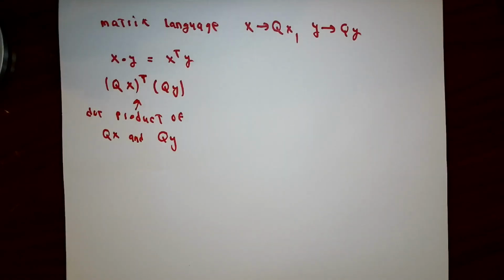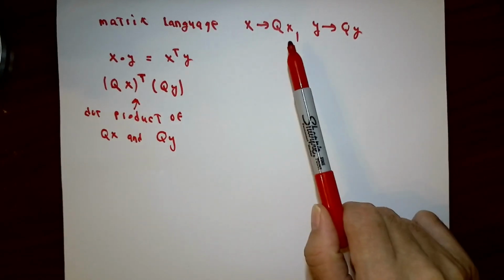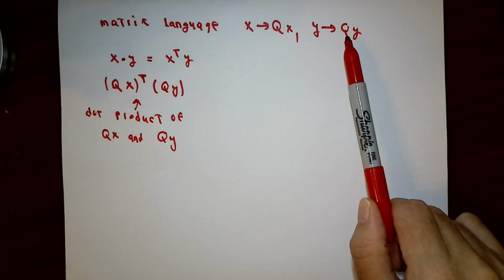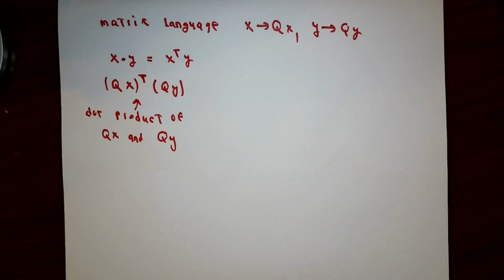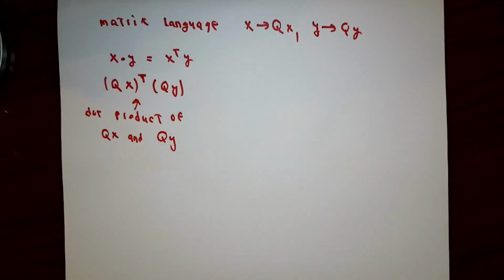I'm also going to revert momentarily to the matrix language we used before. Imagine that I replace columns x in Rn with a matrix Q times that column, likewise for y. In matrix language, the dot product is x transpose y. I'd like to ask, if the dot product is preserved, what kind of thing does Q have to be?